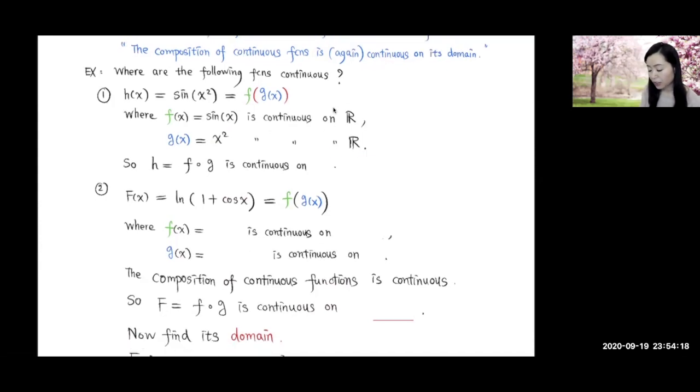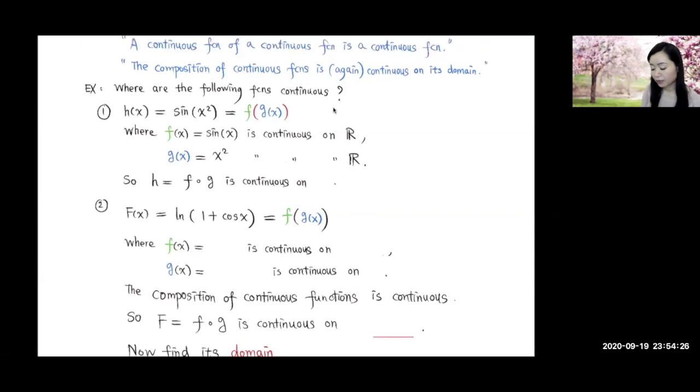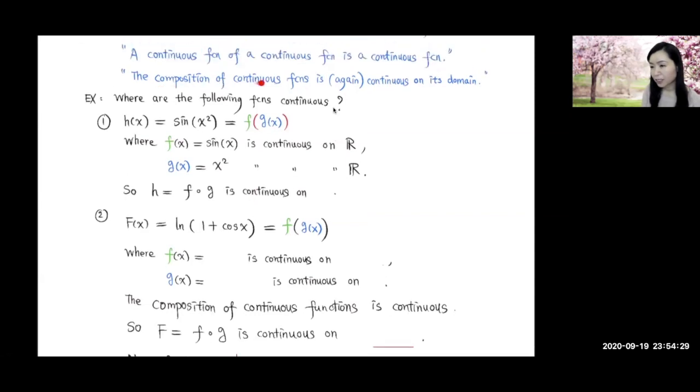So when you compose these two continuous functions, you're going to get a continuous function again, because the theorem says that the composition of continuous functions is again continuous. H being the composition of f and g, again, it's going to be continuous on its domain, and the domain for that is going to be all real numbers.